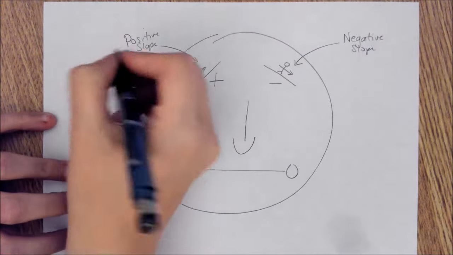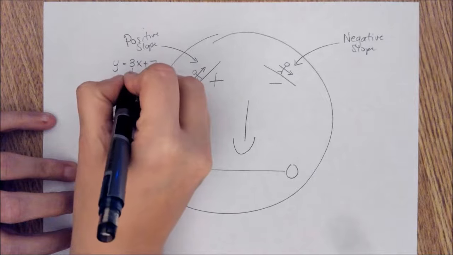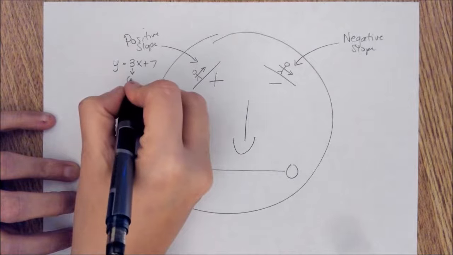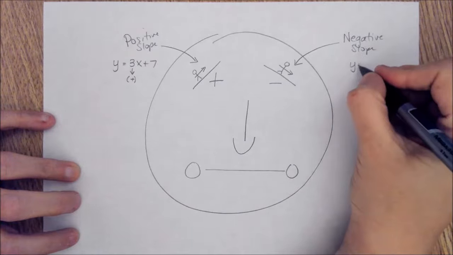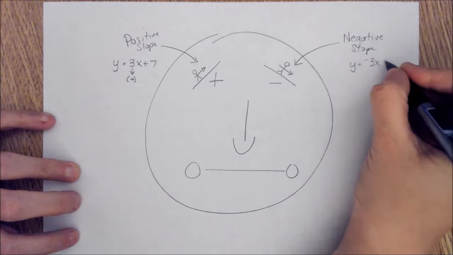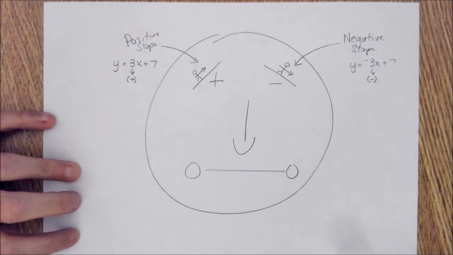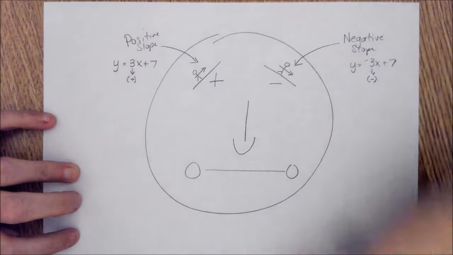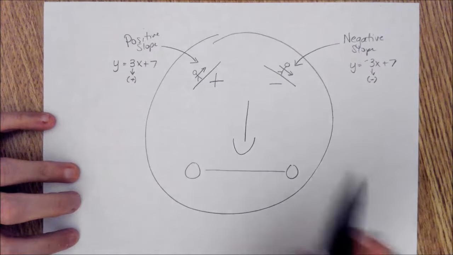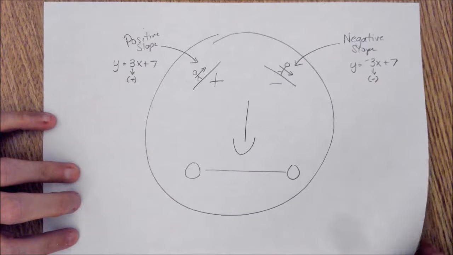Now, an example of positive slope might be y equals 3x plus 7, because the slope right here is positive. An example of negative slope might be y equals negative 3x plus 7, because this number right here is negative. Okay, so those are the two easiest ones. I'm not really going to go into a lot of detail because we have done tons of examples of slopes that are in slope-intercept form or in y equals kx direct variation form.